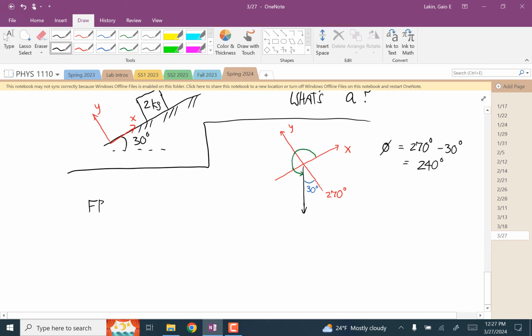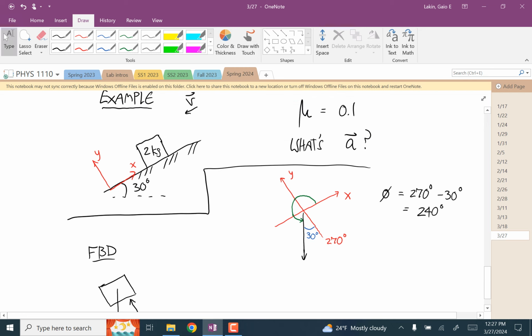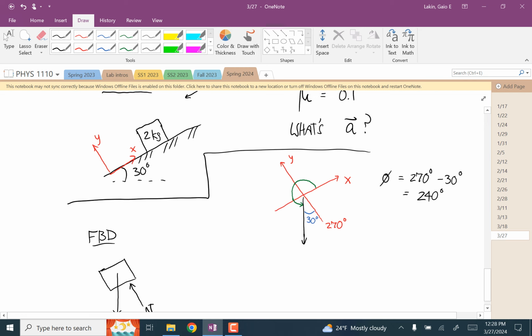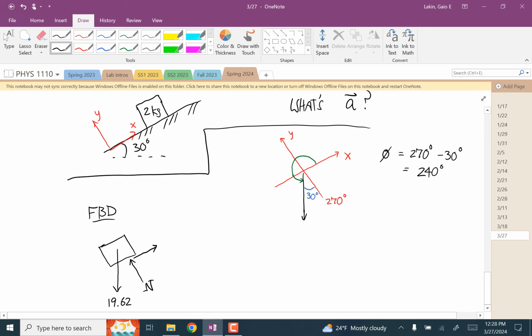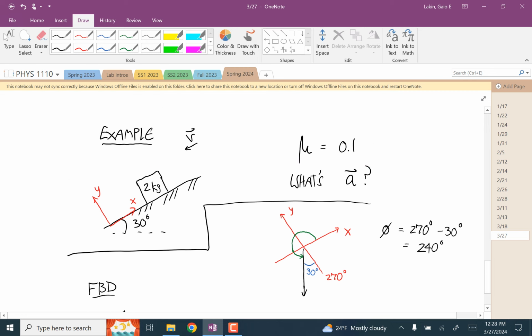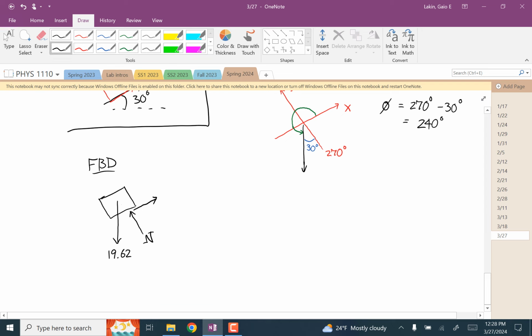Okay, now a free body diagram. We have the weight force of 19.62, a pushing force from the incline, N. At the instant shown, the block's velocity is down the ramp, so the friction force is up the ramp. And the magnitude of this is the coefficient, 0.1, times the normal force.